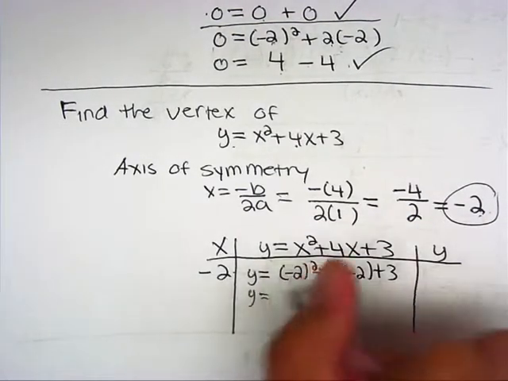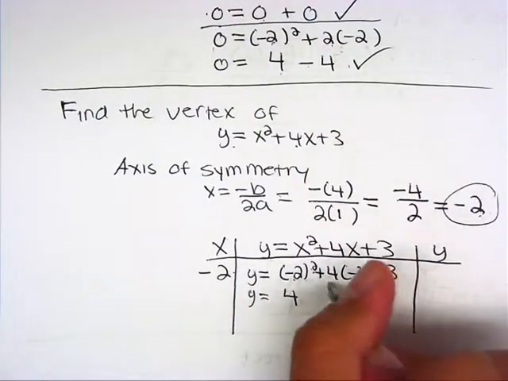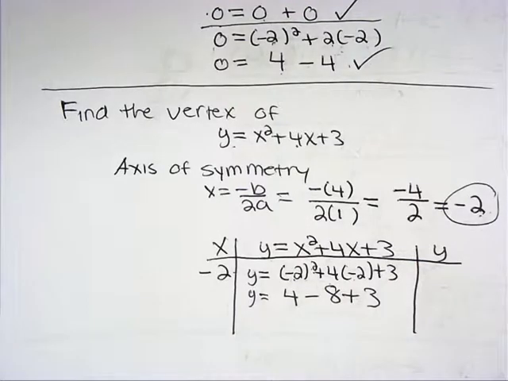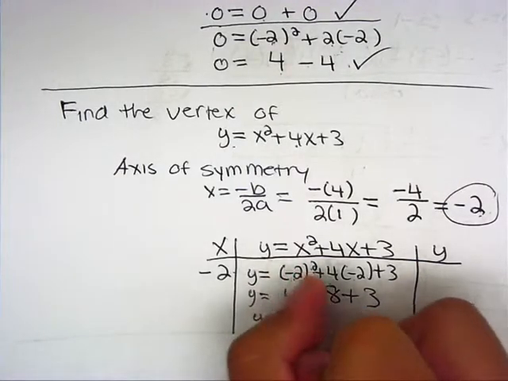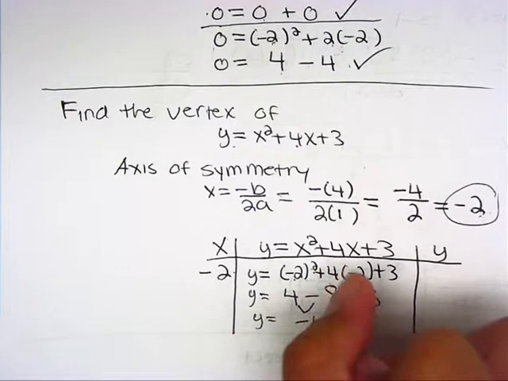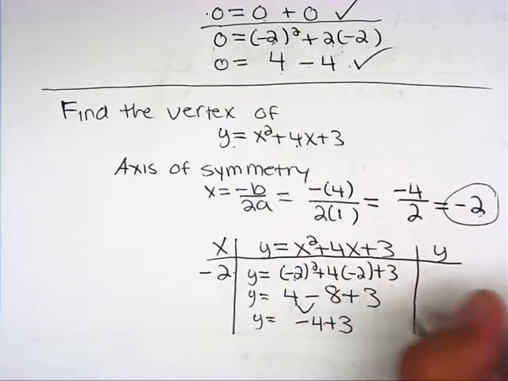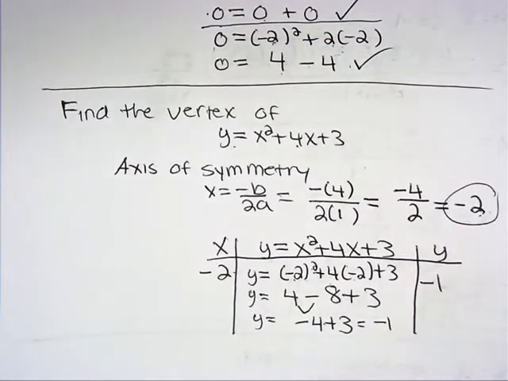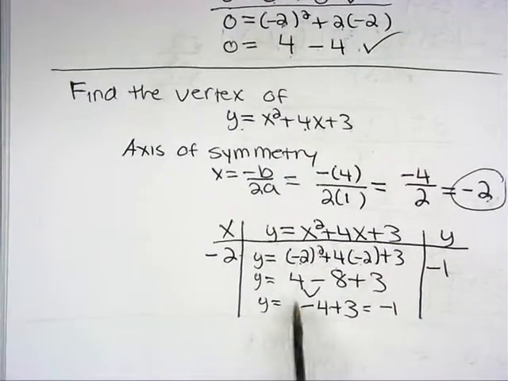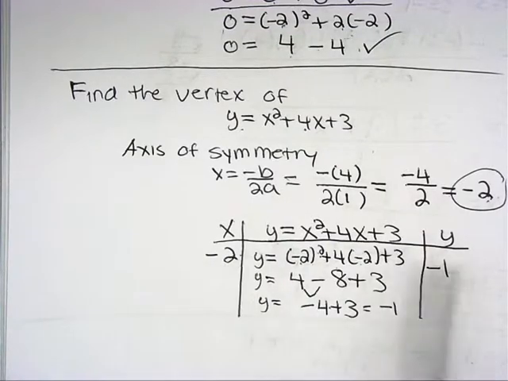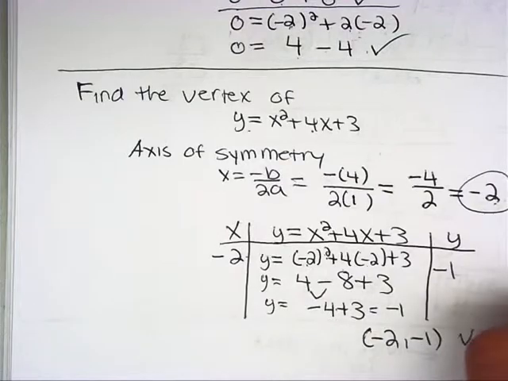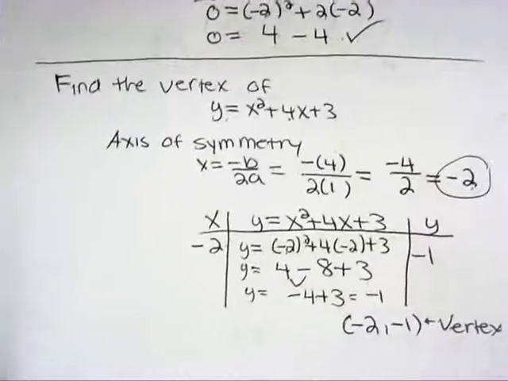So y is equal to negative 2 squared is 4. 4 times negative 2 is negative 8 plus 3. So when I work that out, 4 take away 8 is negative 4 plus 3 is equal to negative 1. So y is negative 1. We know that when we graph our negative 2 comma negative 1, that's going to be our vertex. And that's our answer.